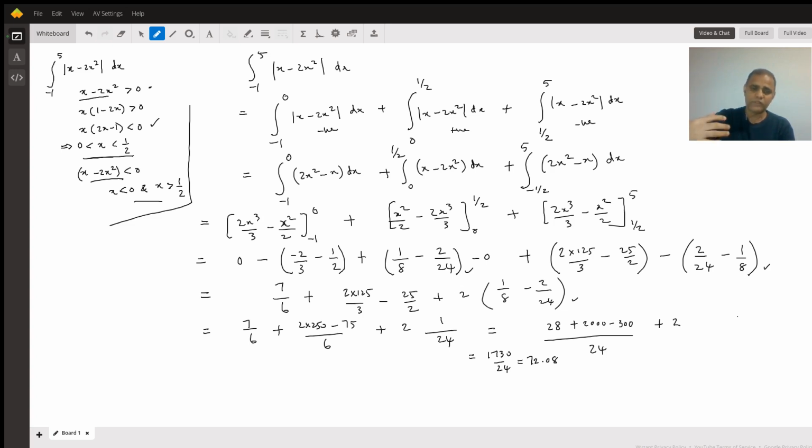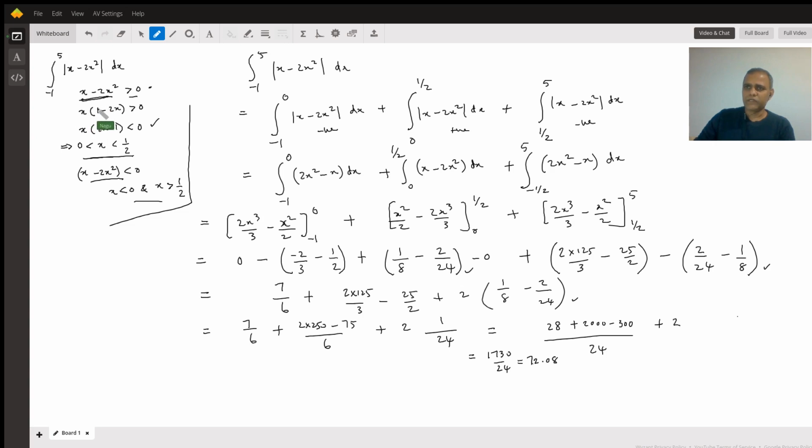So to get out of the modulus sign, we have to look at the expression inside the modulus and figure out in what range that expression is positive and in what range that expression is negative. So let's find in what range this expression is positive. Okay? Let's solve for this inequality here.